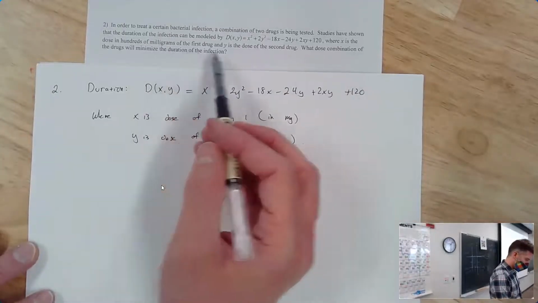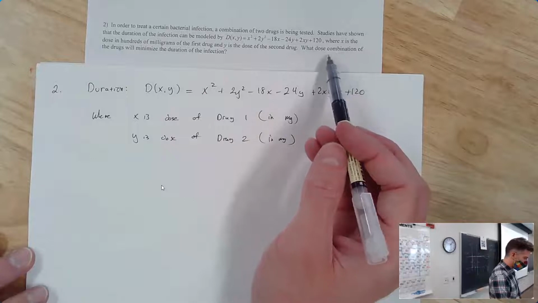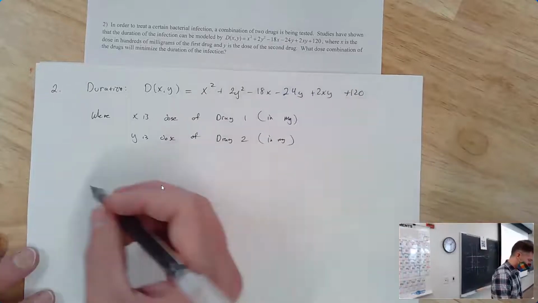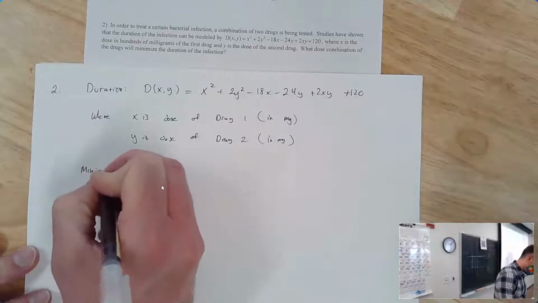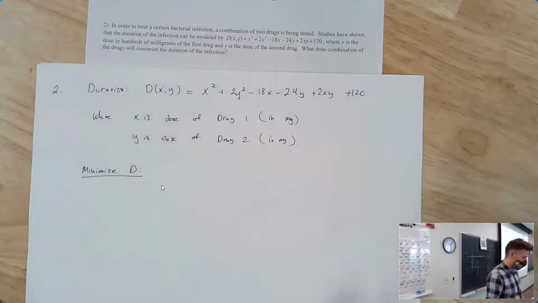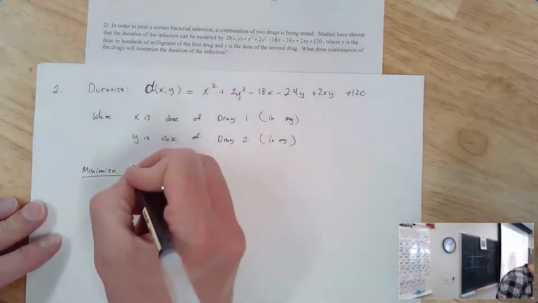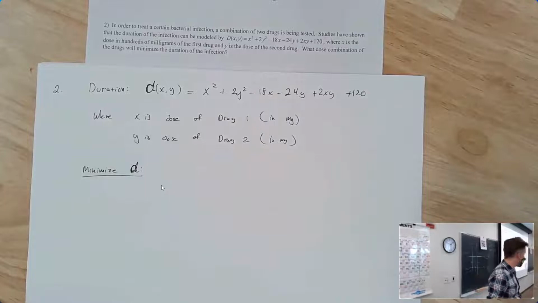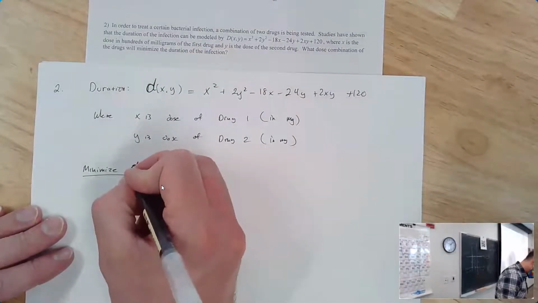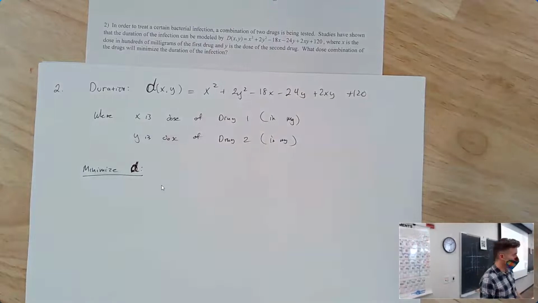Let's see. So what dose combination of the drugs will minimize the duration of the infection? So we want to minimize D. Now I'll point out, I don't love the choice of D for the function name because we also use capital D for the thing that we're going to use in this problem, right? D being fxx times fyy minus fxy squared, right? That thing. So I might change the name of my function to lowercase d, just because I know I'm going to use uppercase D for something else. So let's minimize the duration, lowercase d.